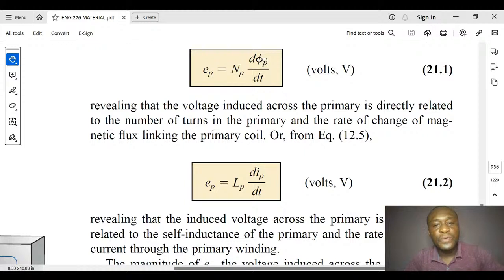So for this one, when we are discussing the electromagnetic principle, the flux here is the current, while the L, which represents the number of turns, is the inductor value. The inductor value is measured in Henry. That's the LP, the primary inductor value, measured in Henry.